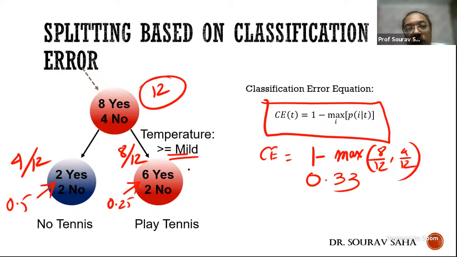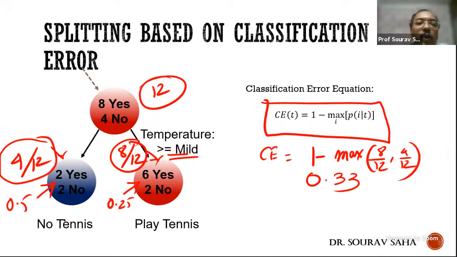So now if I am trying to measure the combined impurity, I repeat, it is 4 by 12 of the impurity coming from this particular node, 8 by 12 of the impurity coming from this particular node. So 8 by 12 into 0.25 plus 4 by 12 into 0.5. That's what we did. And that's what gave us the impurity value.